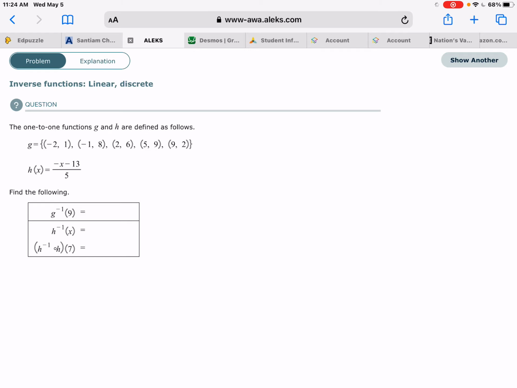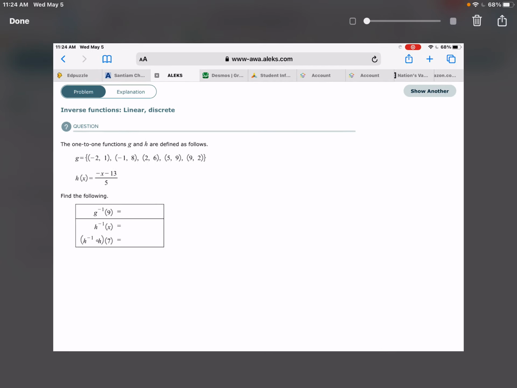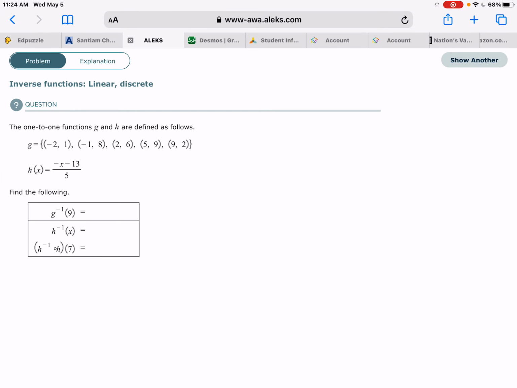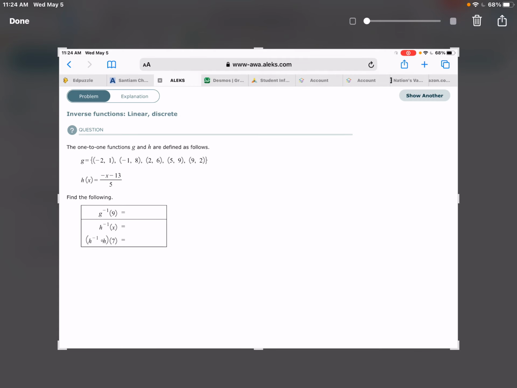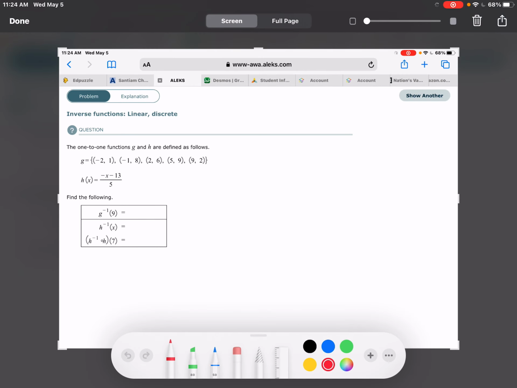Let's talk about inverse functions. So first of all, in our vocabulary, one-to-one functions are just functions where every x has a y. So -2 goes with 1 in this case, -1 goes with 8, 2 goes with 6, etc.